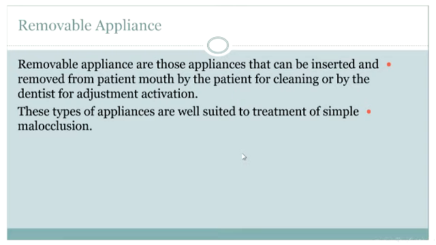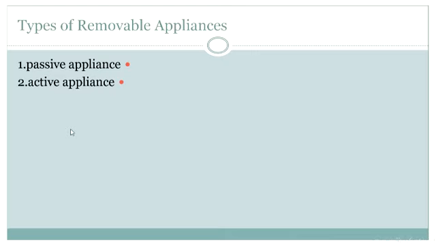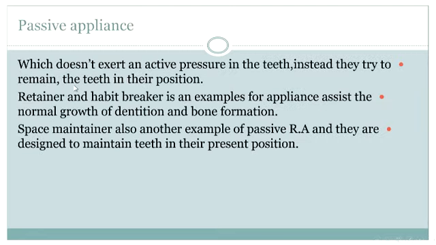Therefore, removable appliances are those appliances that can be inserted and removed from the patient's mouth by the patient for cleaning, or by dentists for adjustment and activation. These types of appliances are well suited to the treatment of simple types of malocclusion, not complicated ones like those treated by fixed appliances. Types of removable appliance are passive or active.